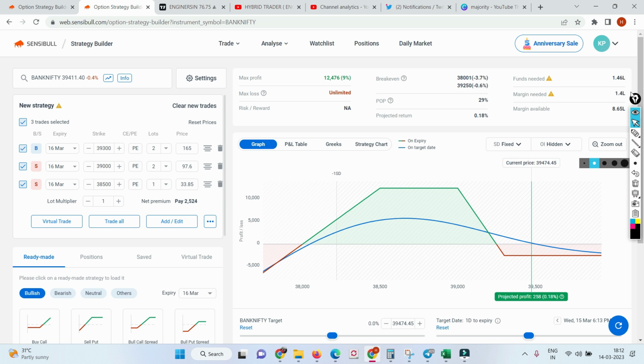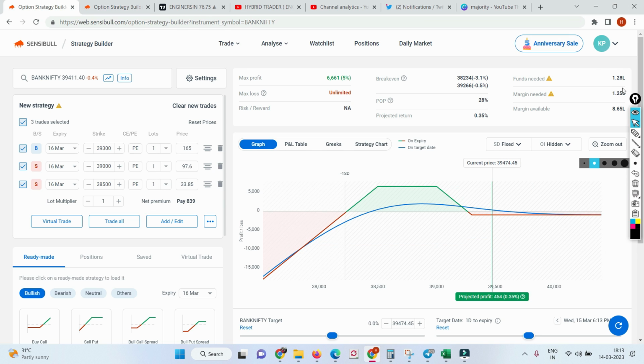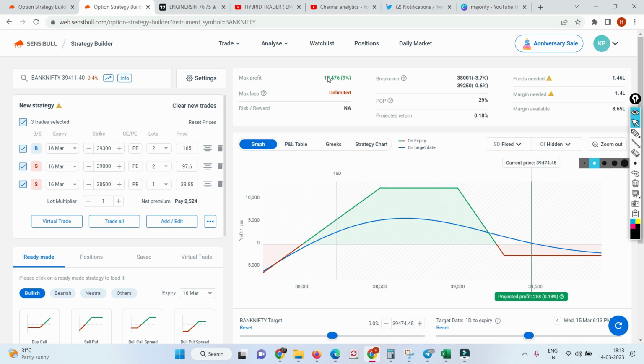Check the capital. Capital required is 1,40,000 in 2 is to 2 is to 1. The capital is 1,25,000 in 1 is to 1 is to 1. For a mere 15,000, you are able to increase the profit from 6,000 to 12,476. Got it? There are many differentiators. I'll let you know, guys.